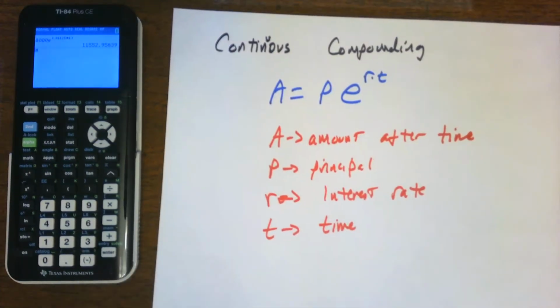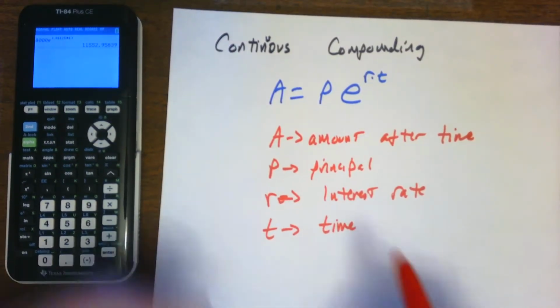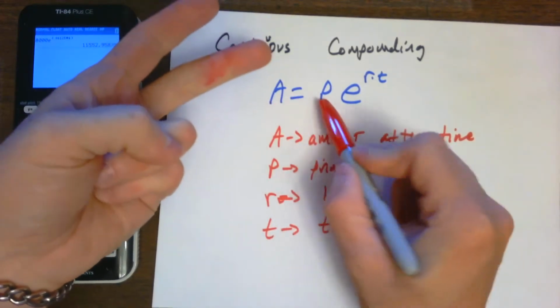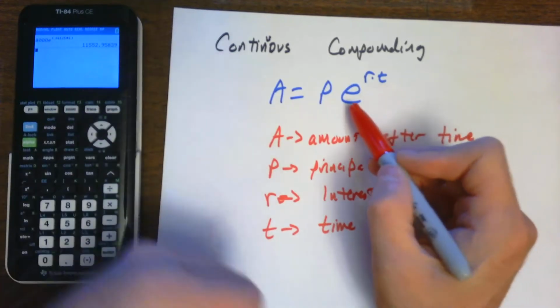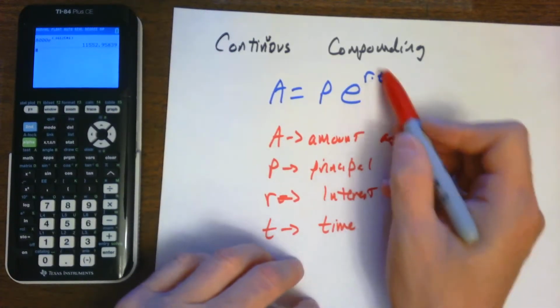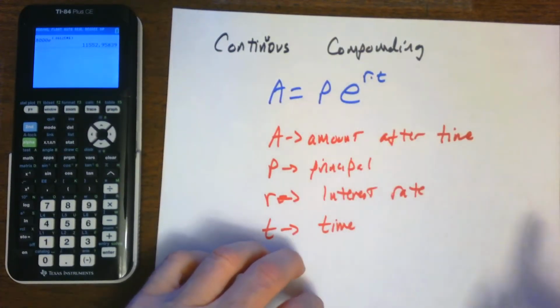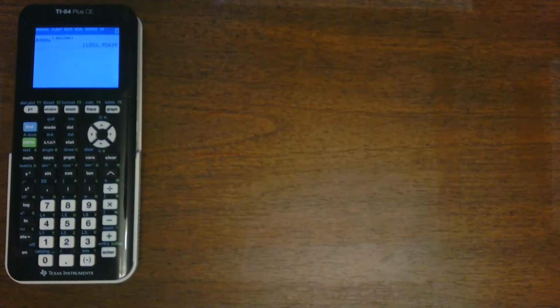Here's the continuous. How many variables are there here? I've got the amount, the principal, the rate, and the time. There's only 4 variables here. Remember, e is not a variable, it's a constant. I should be able to give you any 3 of those and find the other one. Let's look at an example of that.